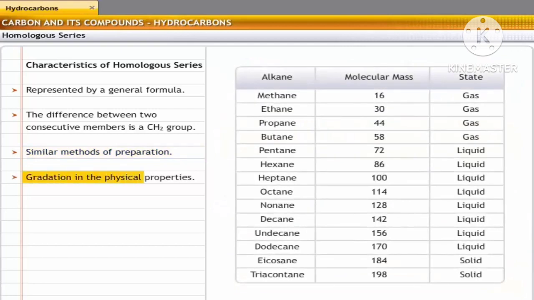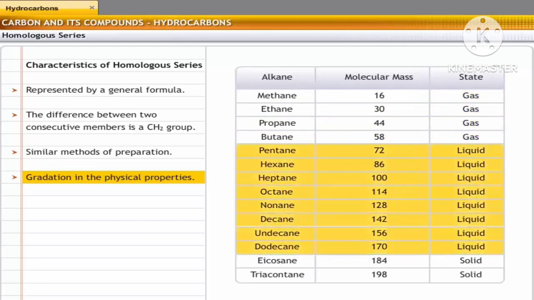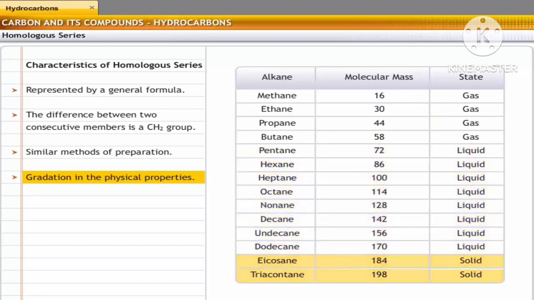A gradation in physical properties is seen as the molecular mass increases in any homologous series. For example, methane, ethane, propane, and butane exist as gases. Alkanes from pentane to dodecane exist as liquids, and higher alkanes exist as solids. So, with an increase in the molecular mass, there is a gradation of physical properties.